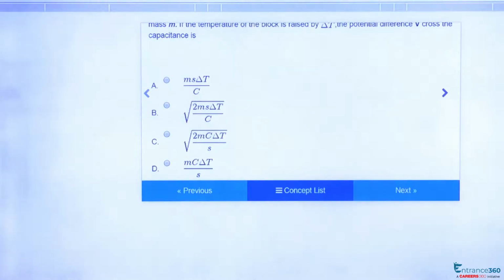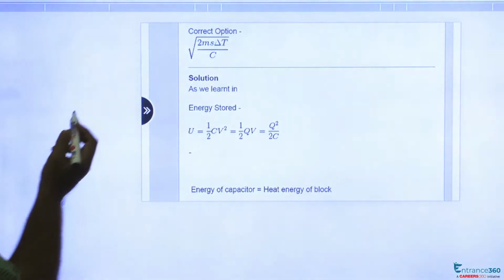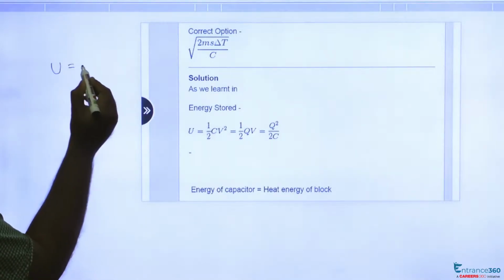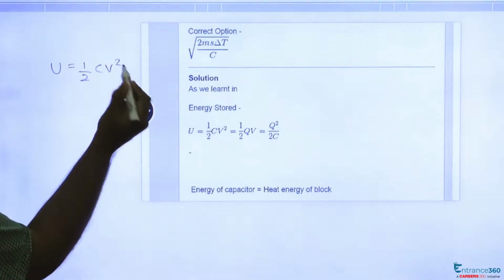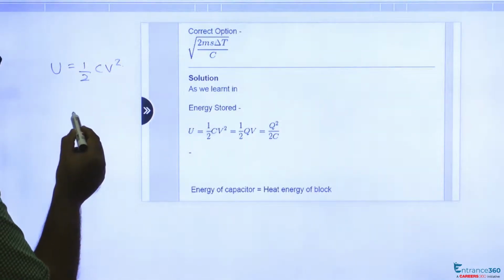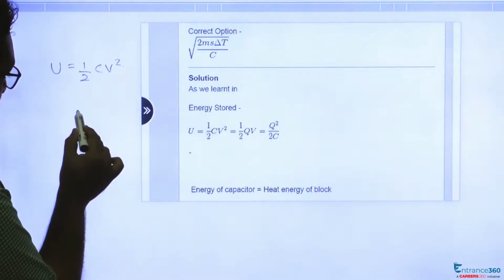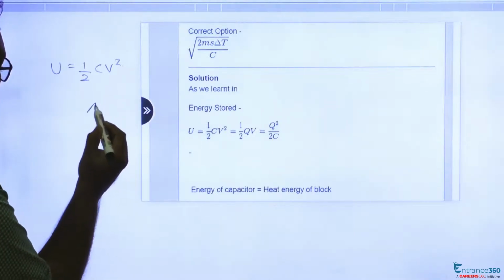So we can use here the concept of energy stored. The capacitor is initially fully charged, so the energy of the capacitor U equals half CV square. Now this is discharged through a resistance which is in a block which is thermally insulated. So the temperature of this block is increased by delta T.